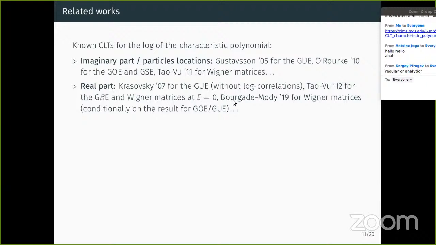And then there is a result by Paul and Krishnan, where they state that, actually working both for the imaginary part and the real part, if you know the result for GUE or GOE, you can transfer it to Wigner matrices. So now the result is known for GOE because it's a particular case of our theorem. So it can be extended to Wigner matrices.